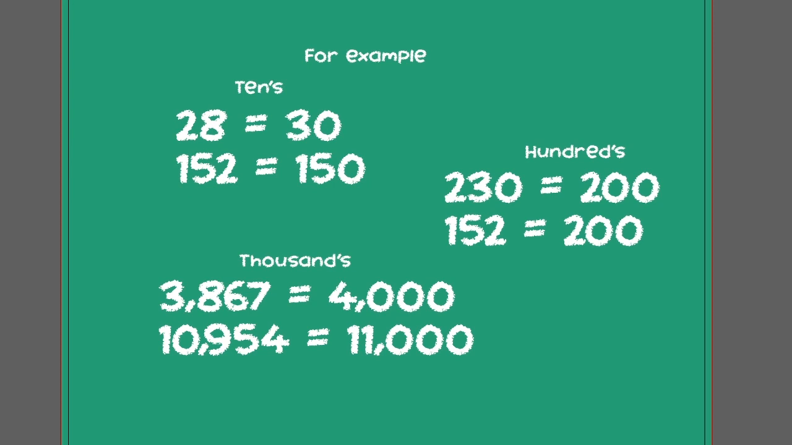And then the same thing in the thousands place. We're now looking at the numbers that are in the hundreds place. So the 8 in 3867 is larger than 5, so that would round up to 4000. And then in 10,954, the 9 is larger than 5, so that would round the number up to 11,000.